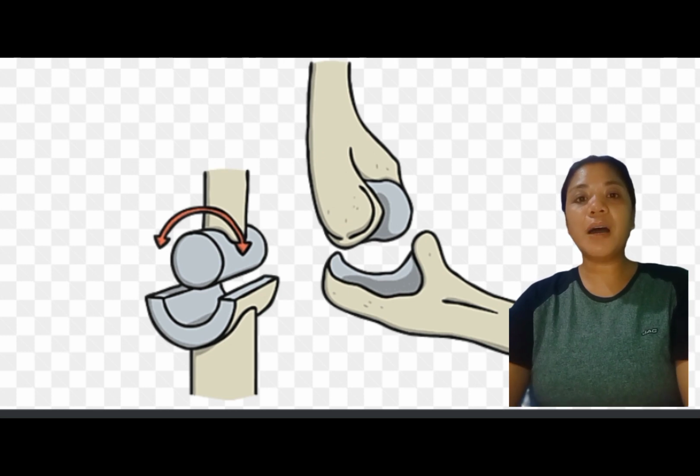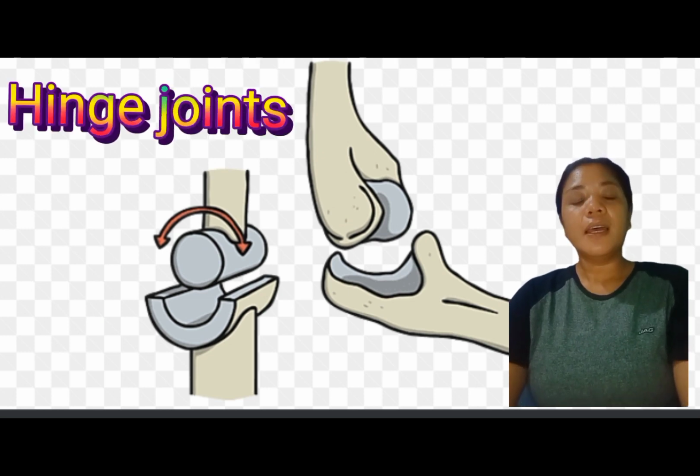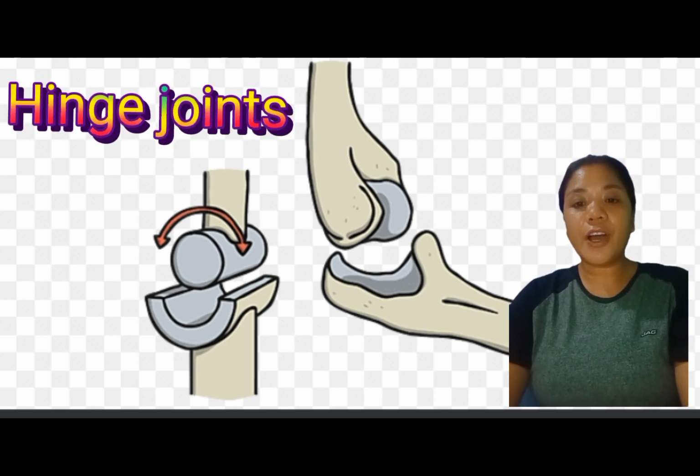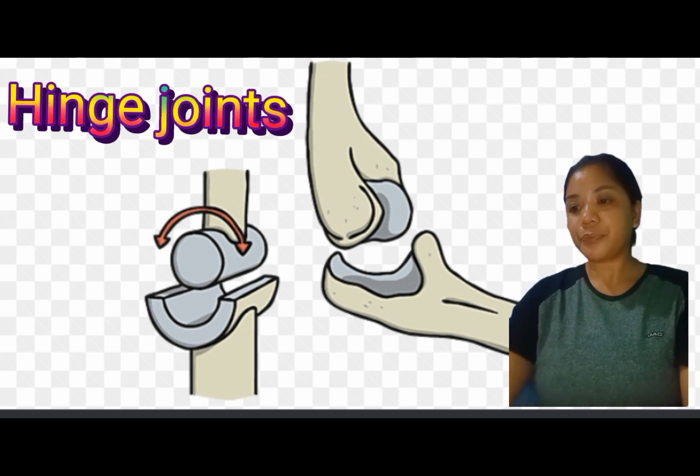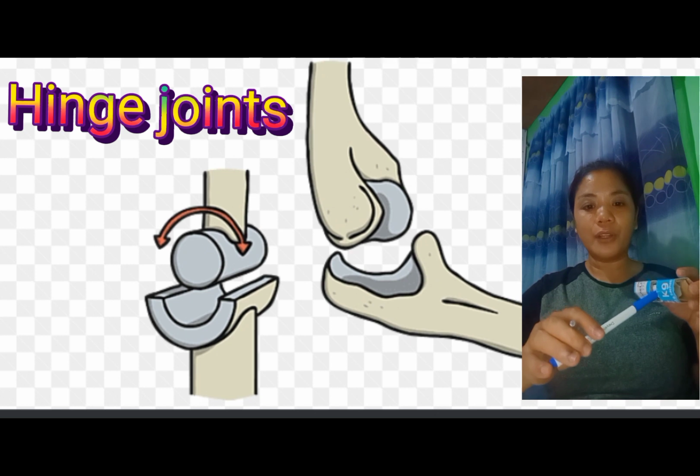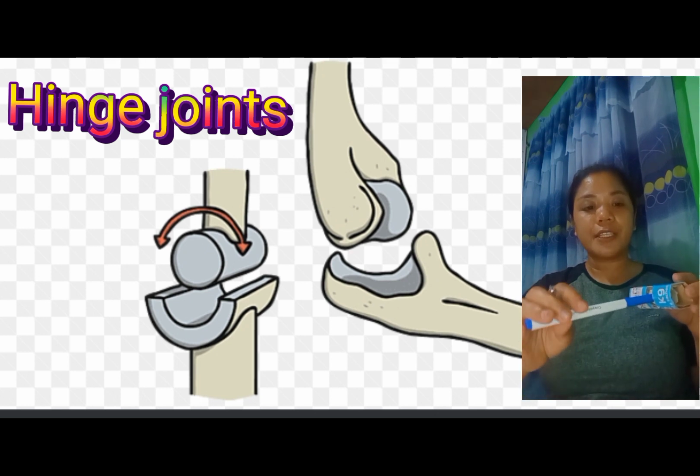Now we will tackle the hinge joints. This is a type of joint that functions much like the hinge of a door, allowing bones to move in one direction, back and forth, with limited motion along other planes. And this is my example model for hinge joints.